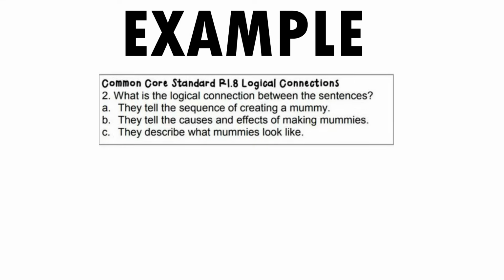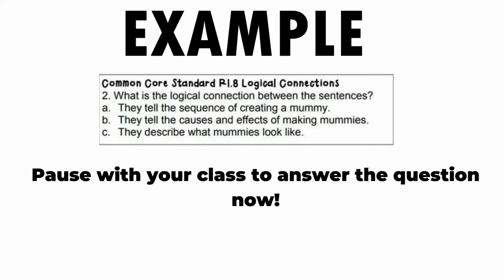Now that we have read the text, let's look at one of the questions. This question is from Common Core Standard RI.8, Logical Connections. It asks, what is the logical connection between the sentences? Is it A, they tell the sequence of creating a mummy, B, they tell the causes and effects of making mummies, or C, they describe what mummies look like. Pause with your class to answer the question now.